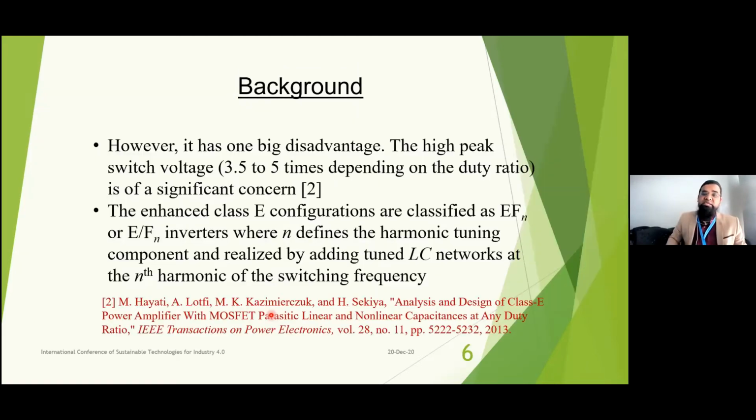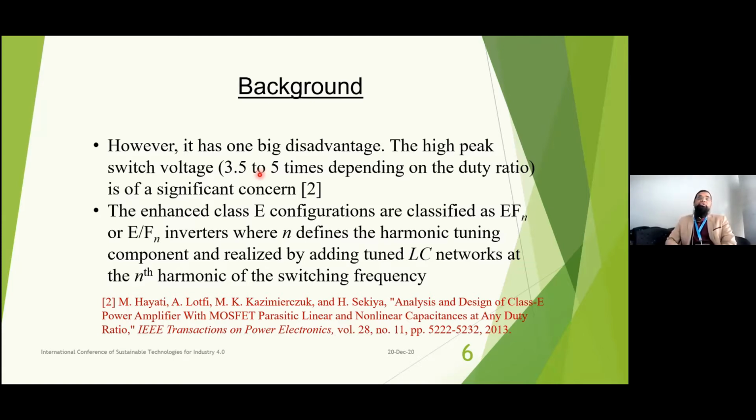But the Class E has a very big disadvantage, and that is the very high peak switch voltage. Say if you give a 10-volt input, the switch voltage might go up to 3.5 to 5 times, depending on the circuit configuration and components. So it can go up to 5 times the input voltage. So if the input voltage is 100 volts, that means your switch voltage is 500 volts. So you really need a very high rating switch. These types of switches also have other types of losses, which contributes to lowering the efficiency of the converter. So this is the main problem with the Class E inverter.